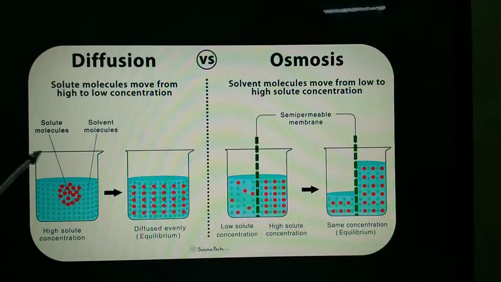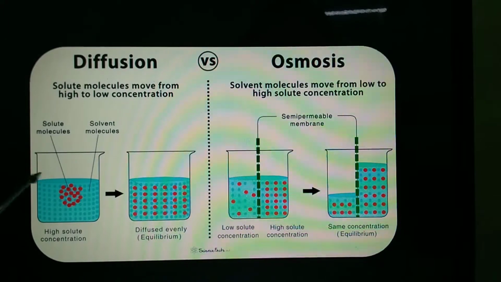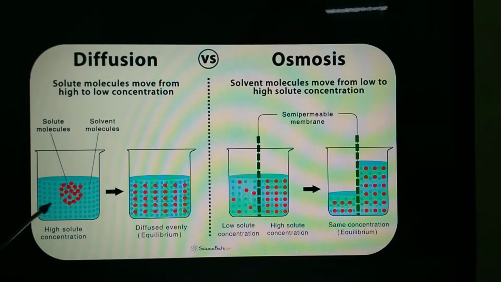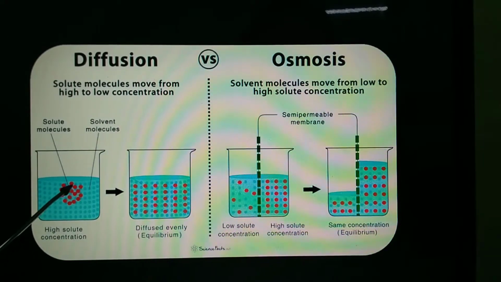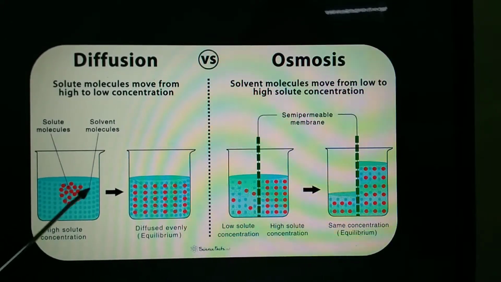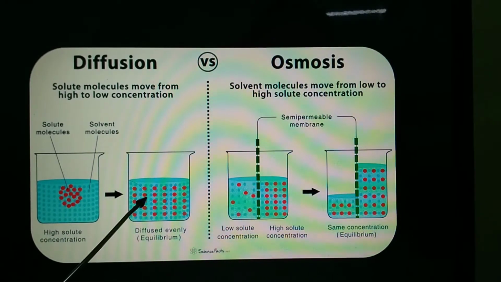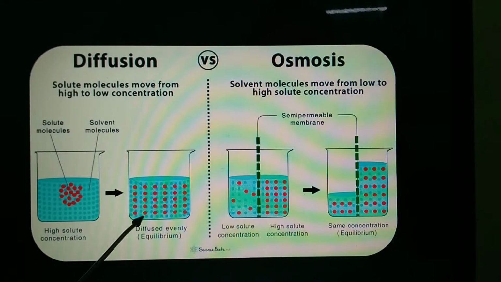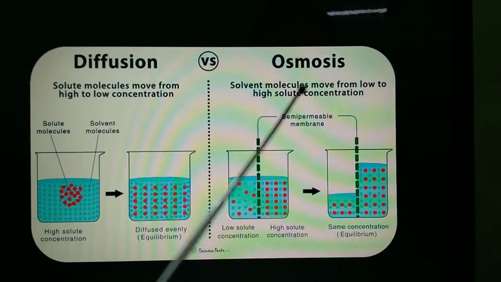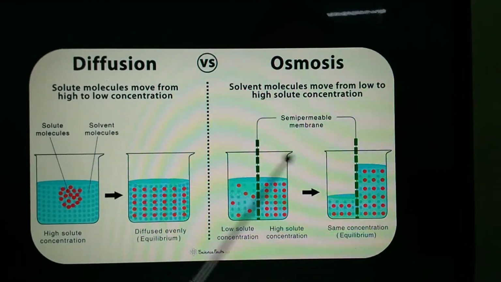So you can easily differentiate between diffusion and osmosis with the help of this diagram. Here the solute molecules have been added to the solvent, and from the high concentration, the solute will start diffusing, and it will diffuse to the low concentration position, and it will be evenly distributed within the solvent. But in case of osmosis, there is a movement of solvent molecules from low concentration to high concentration across the semi-permeable membrane.